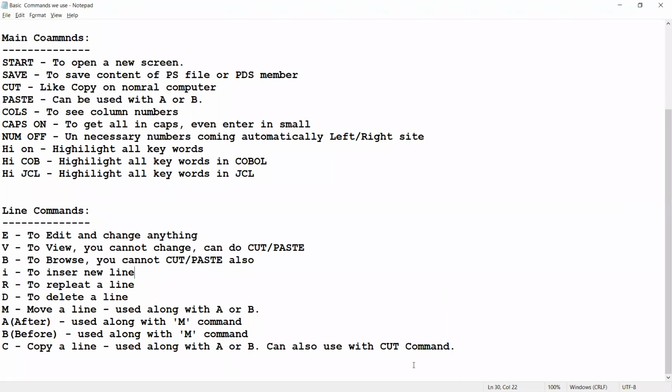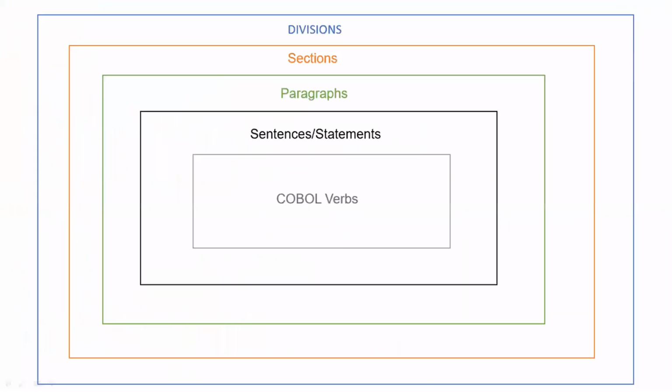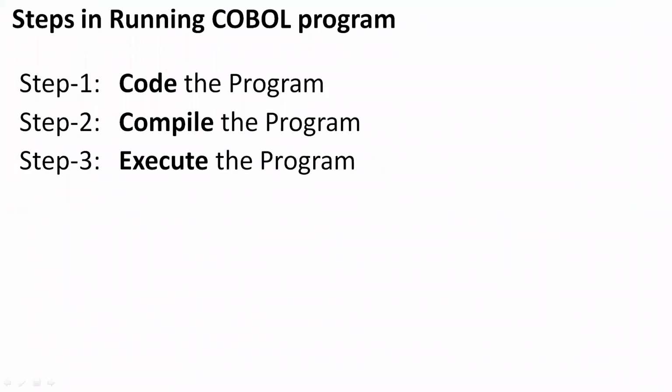Let's see the steps of executing a COBOL program. We have 3 steps in executing a COBOL program on mainframe. First, we have to code the program. Now we are done with the first step. The second step is to compile the program. Then the third step is to execute the program.